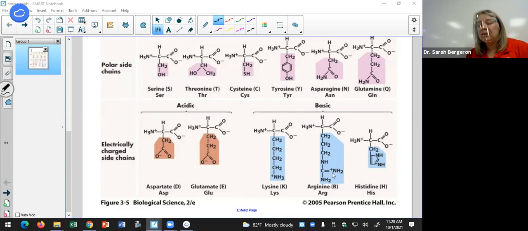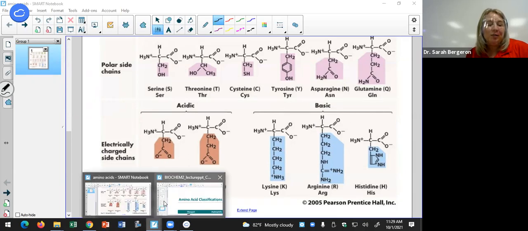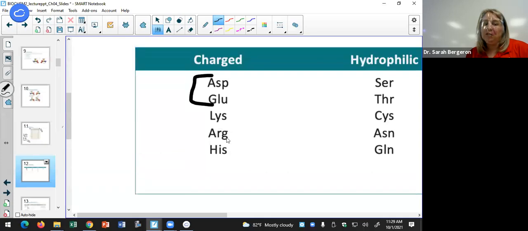Or not necessarily, if they have a double bond, it can be an NH2 with a positive as well. But it would be a nitrogen that carries a positive charge, right? Okay, so all my negative ones are acidic, all my positives are basic, and that makes up my electrically charged, or what your book says is that they are simply charged, right? So you can group these.